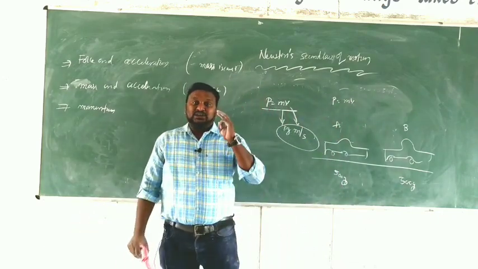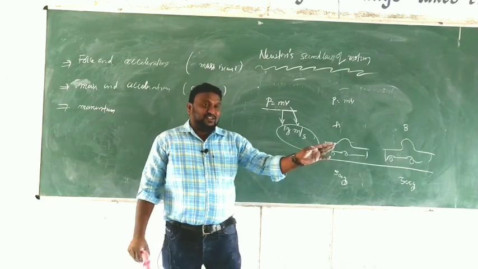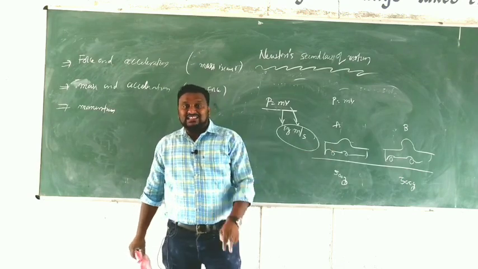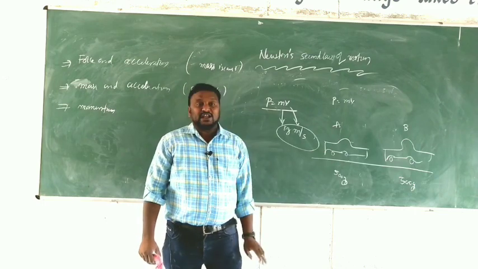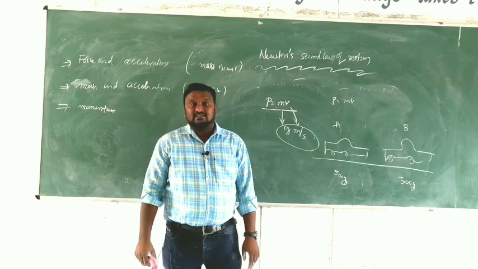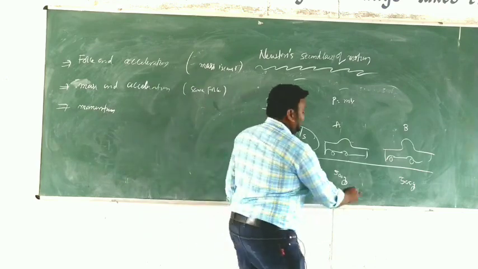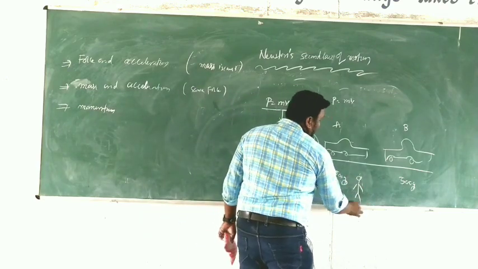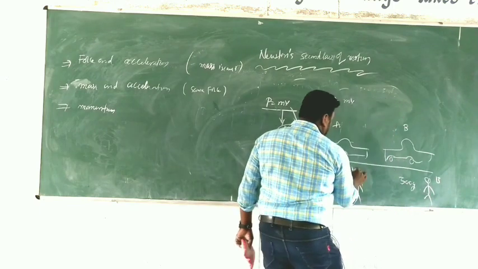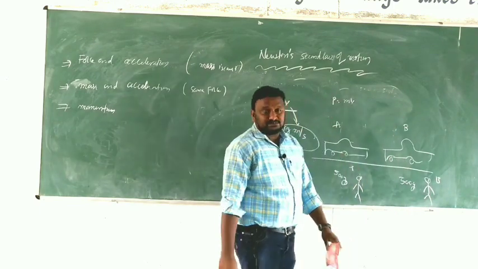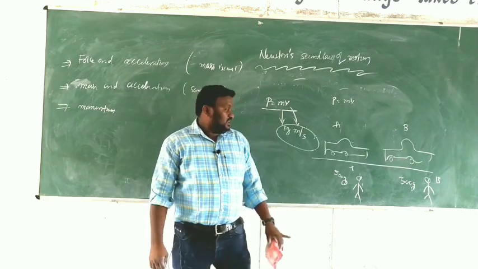Clear? There are two cars, and very near to the cars two boys are standing, both carrying a mass of 500 grams. Clear? Here is the first boy, and this is the second boy. I am calling them person A and person B.